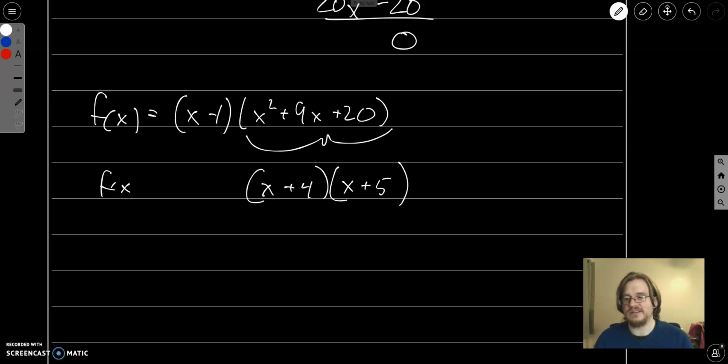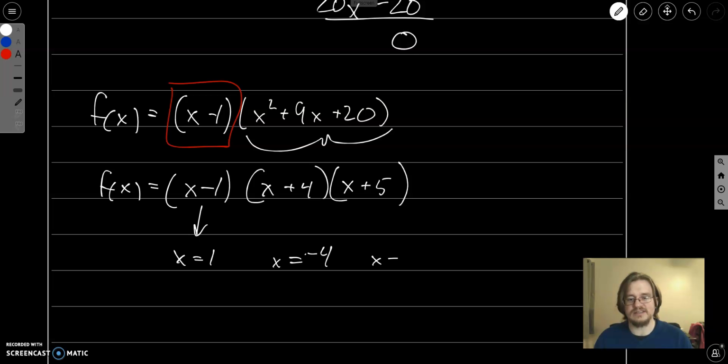So my function, I had to find the first factor. The first factor was hard. The rest of it was easy. So when I factor this, this means x is equal to 1, x is equal to negative 4, or x is equal to negative 5.